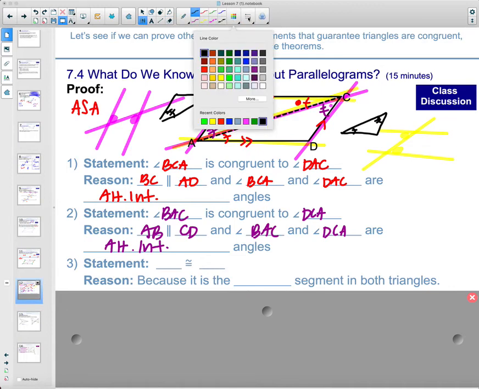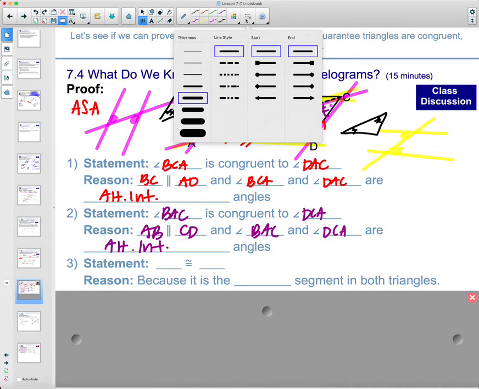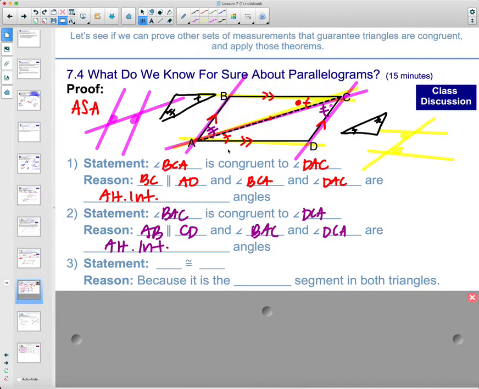So if we take a look at this, okay, here's this side. This side is in both triangles. So this side over here is AC. Right here, it's also AC. It's the exact same segment. So AC is definitely congruent to AC. Why? Because it's the same exact segment. It has to be equal to itself.